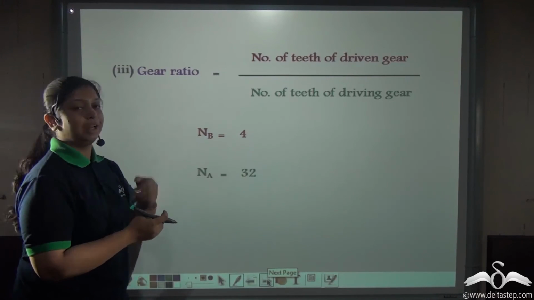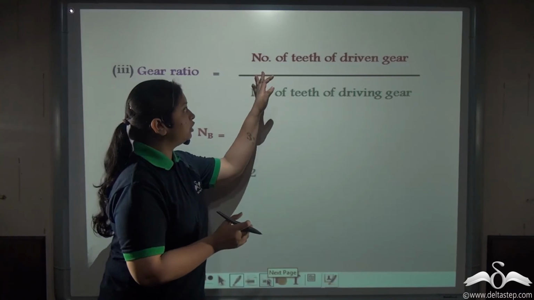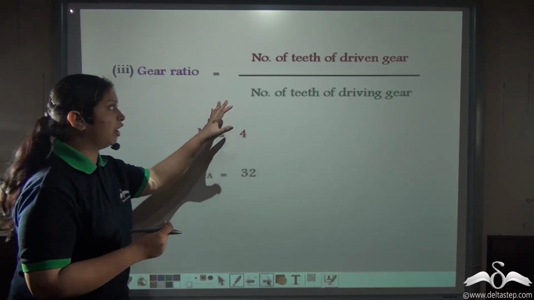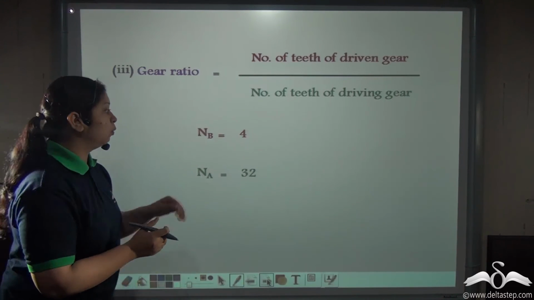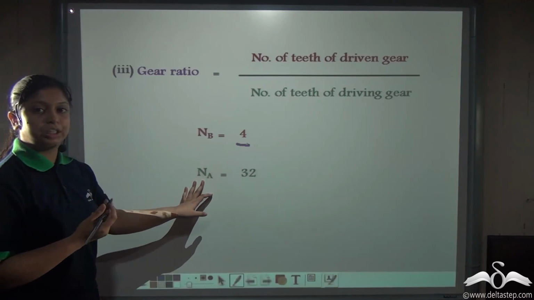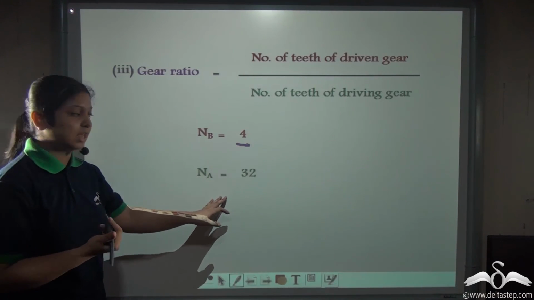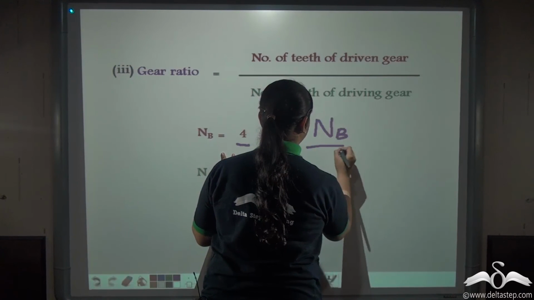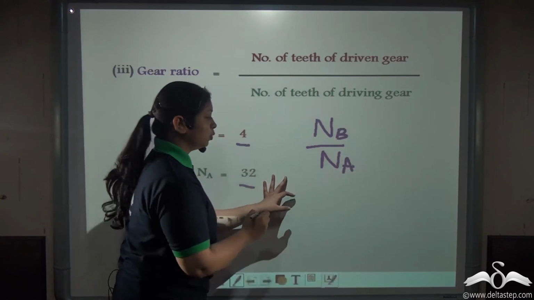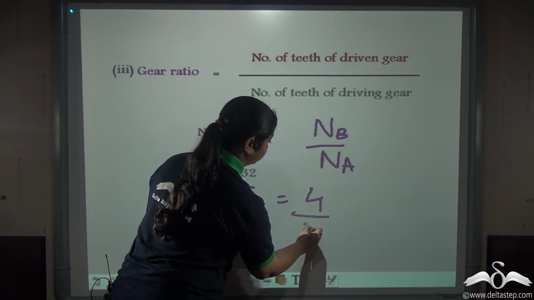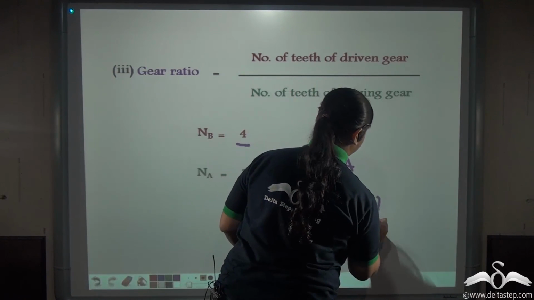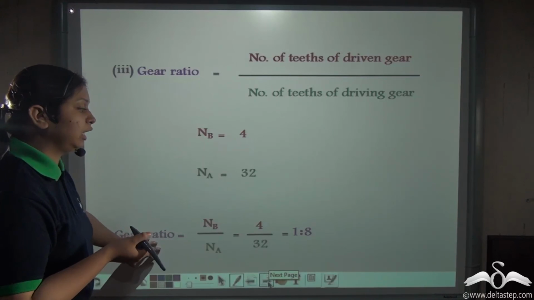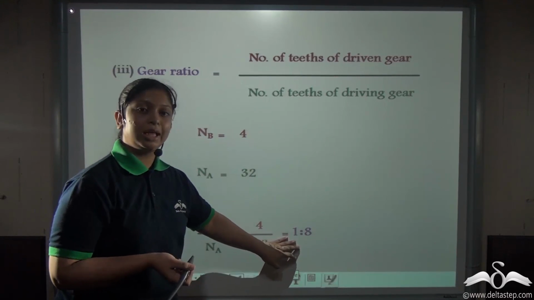Now for finding out the gear ratio. We know gear ratio is the ratio of number of teeth of driven gear divided by number of teeth of the driving gear. Now we have found out the number of teeth of driven gear previously, which is 4. And the number of teeth of the driving gear was already given to us as 32. The gear ratio would be NB by NA, which is equal to 4 by 32, that is equal to 1 by 8. So the gear ratio for this particular gear system is 1 by 8, or you can write 1:8.